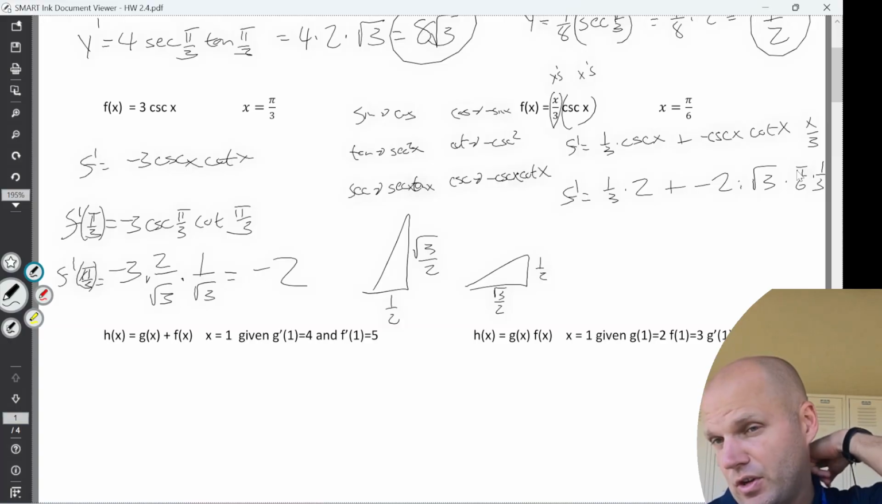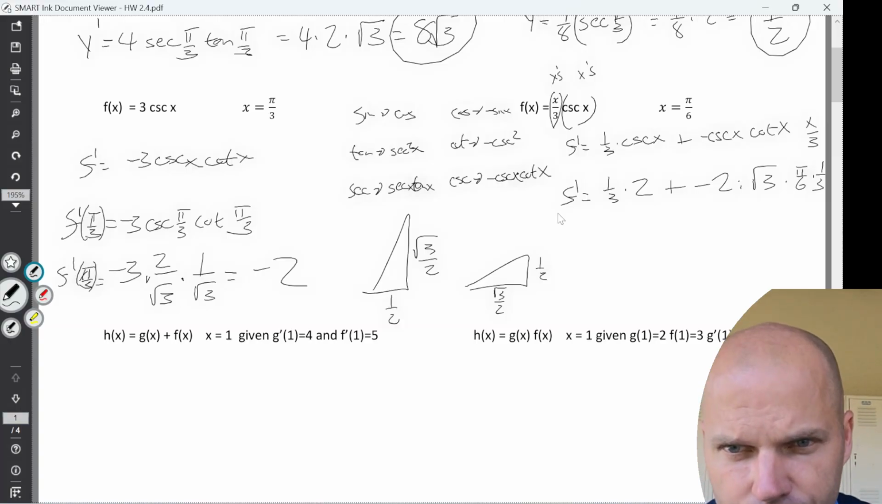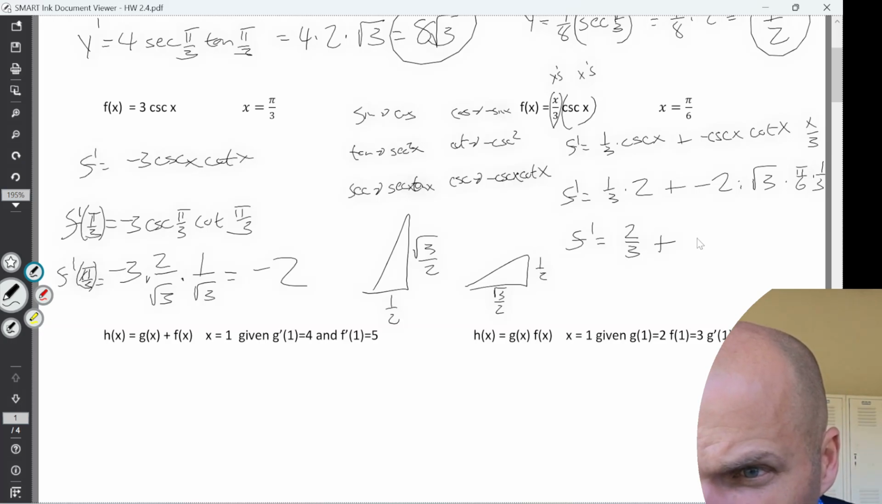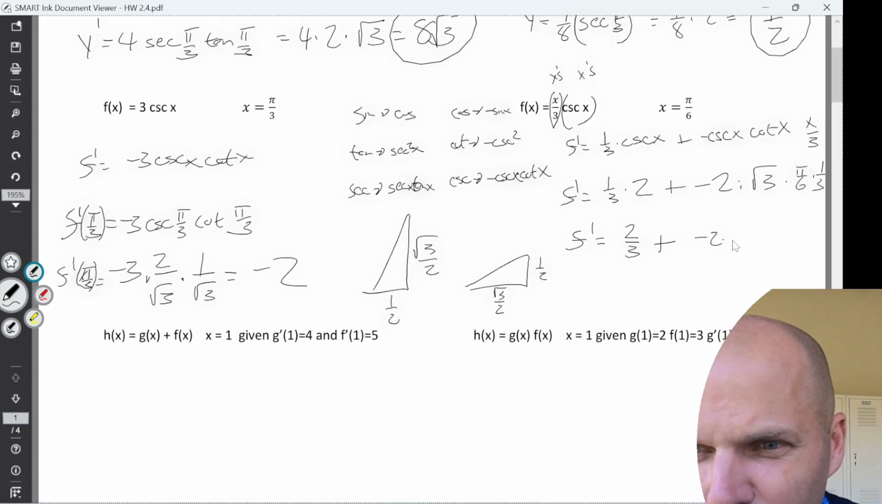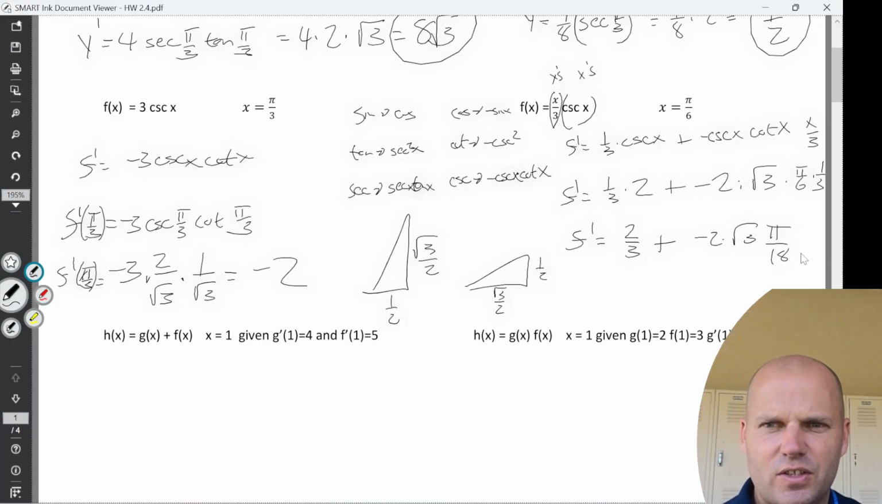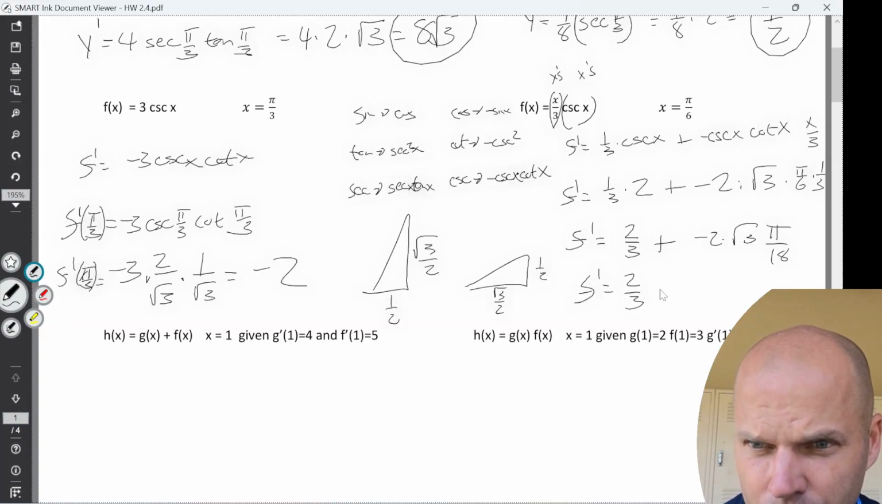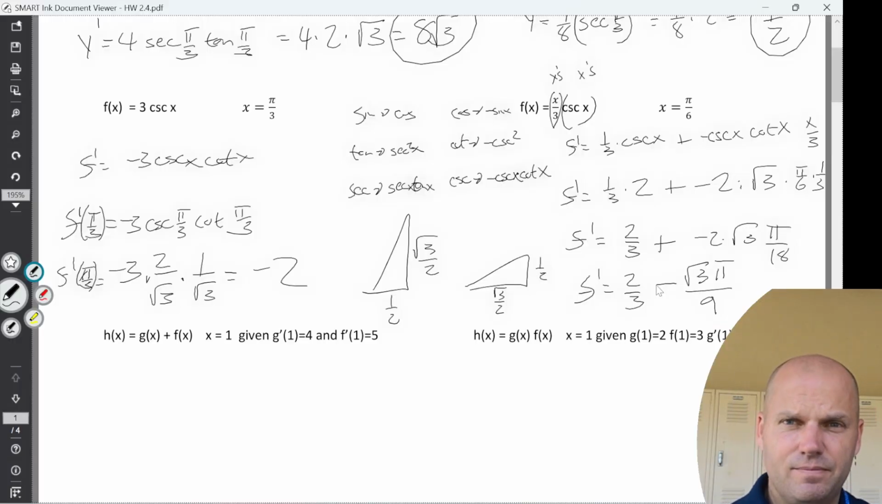Pi over 6 divided by 3 is the same as pi over 6 times a third. So my slope is 2/3 plus negative 2 times root 3 times pi over 18, or I can simplify the 2 and the 18. My slope is 2/3 minus root 3 pi over 9.